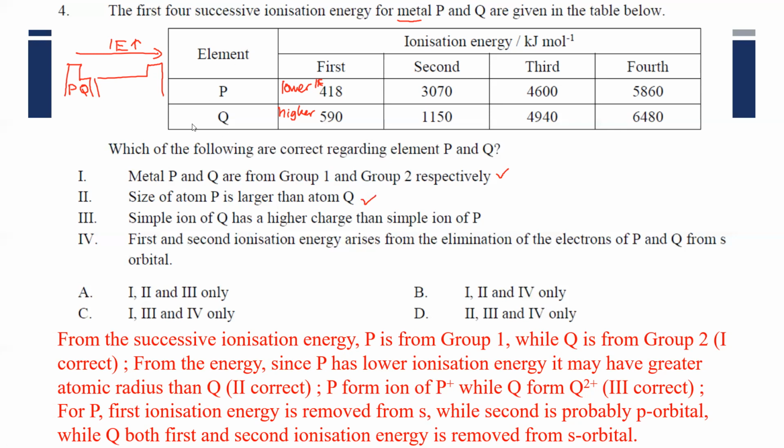Number three, simple ion of Q has a higher charge than simple ion of P. So Q will form a +2, while P will form a +1. So number three is correct.